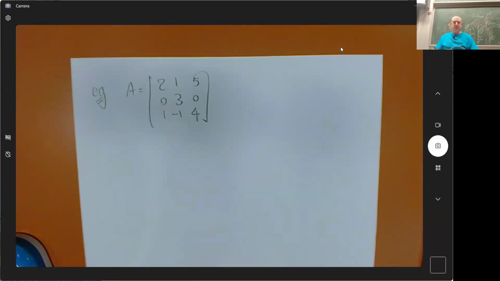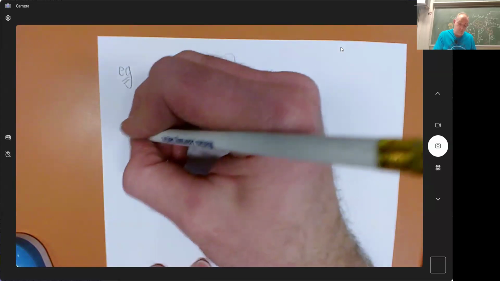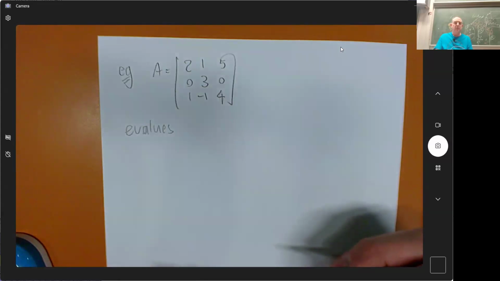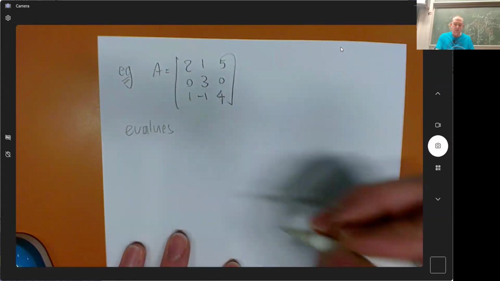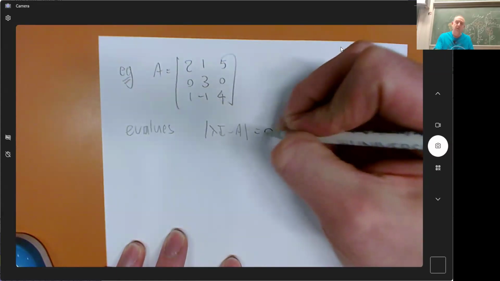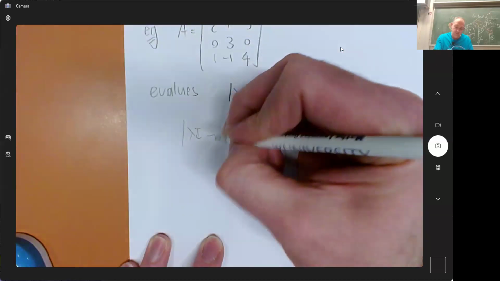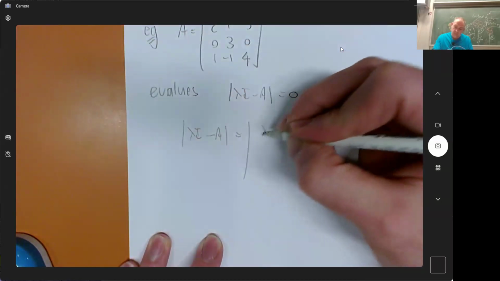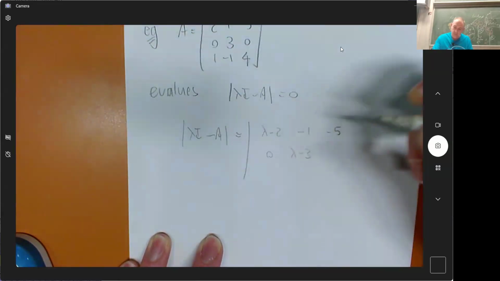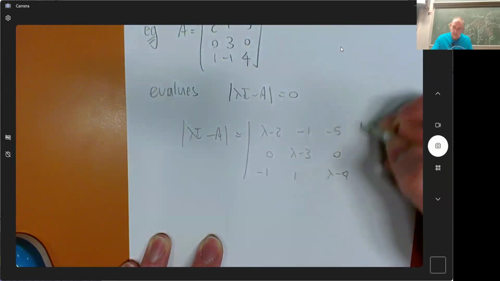Okay. This is my matrix. So if I want the eigenvalues, which I write as just e-values, I need to solve the determinant of lambda I minus A equals 0. That's what I need to solve. And so the determinant of lambda I minus A is this.